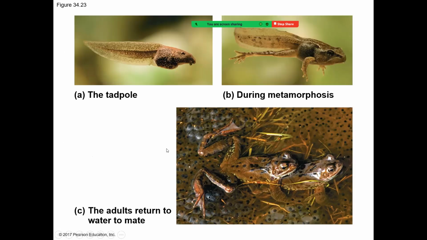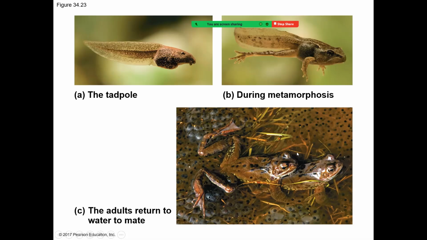So looking at the process of development in the frog, the tadpole is swimming around in an aquatic environment. They go through this process of metamorphosis, changing from a tadpole that looks more like a fish, starting to grow limbs, and then the tail starts to disappear during metamorphosis. And then you have your adult frogs.